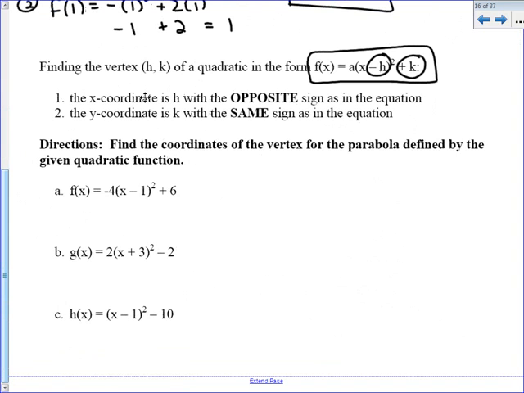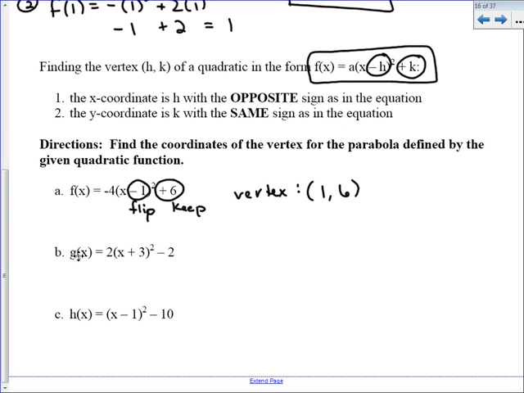All you're going to do is look at the number that's with the x, flip the sign, look at the number on the end, keep the sign. So the vertex is +1, +6. Which is why this form can be useful, because you can tell right away where the max or min is just by looking at the numbers there, versus having to do the formula like on the other form.